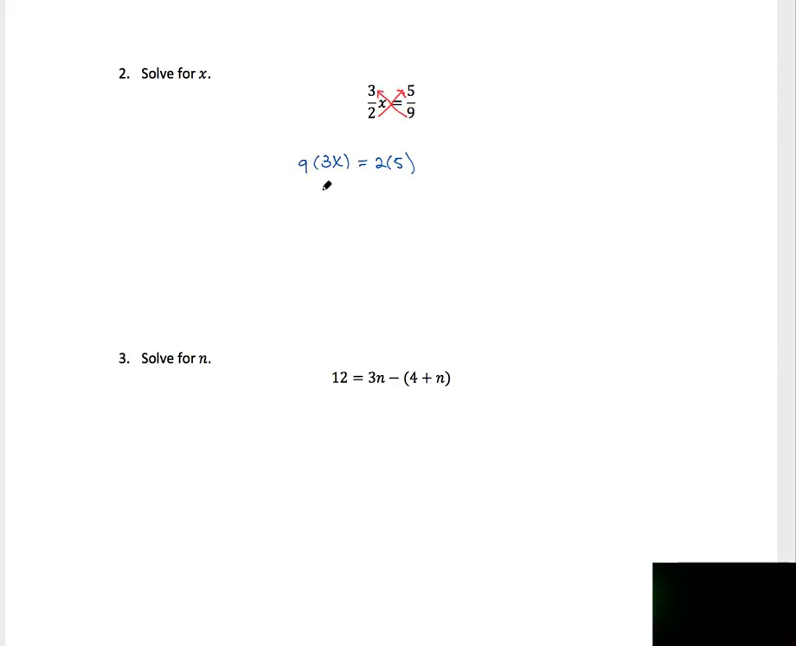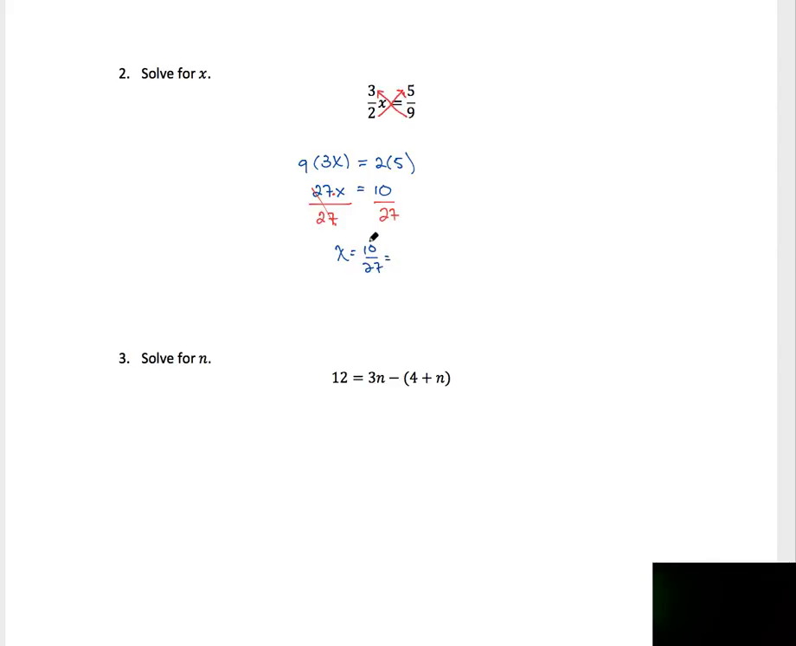So 9 times 3x, well, that's just 27x. 2 times 5 is 10. So now I have 27 times x equals 10. And my last step to get x by itself is to use the inverse operation of being multiplied by 27. So the inverse of multiplying by 27 is to divide by 27. Whatever I do to one side, I have to make sure I do the same thing to the other side. So I'm left with x is equal to 10 over 27 on the left.